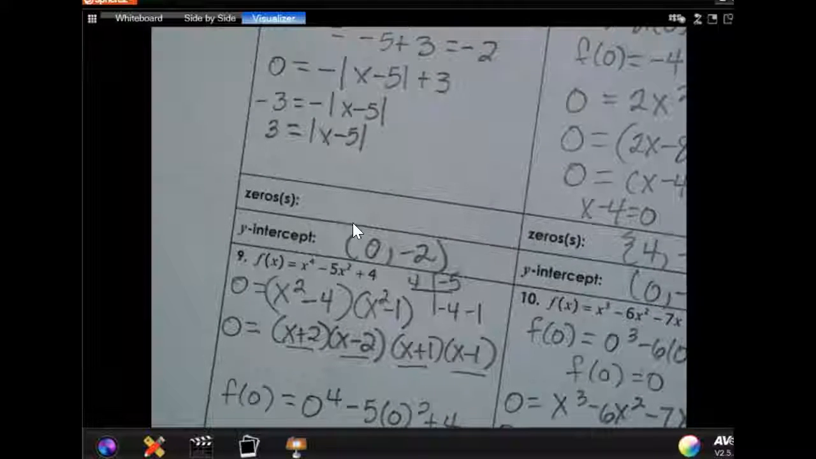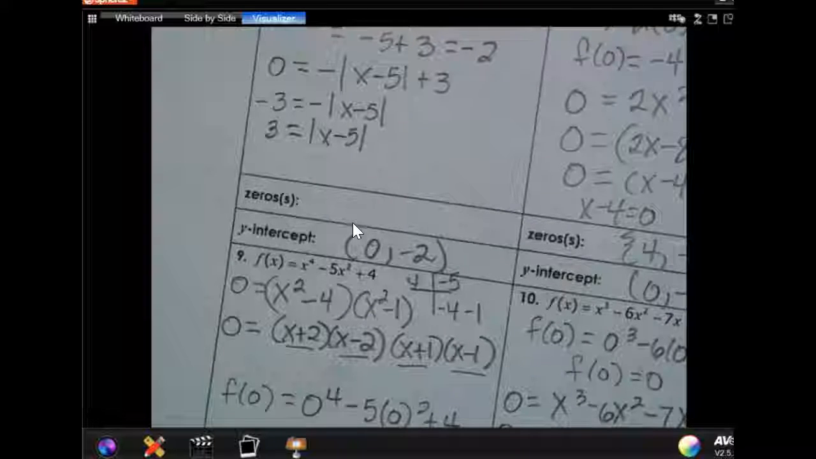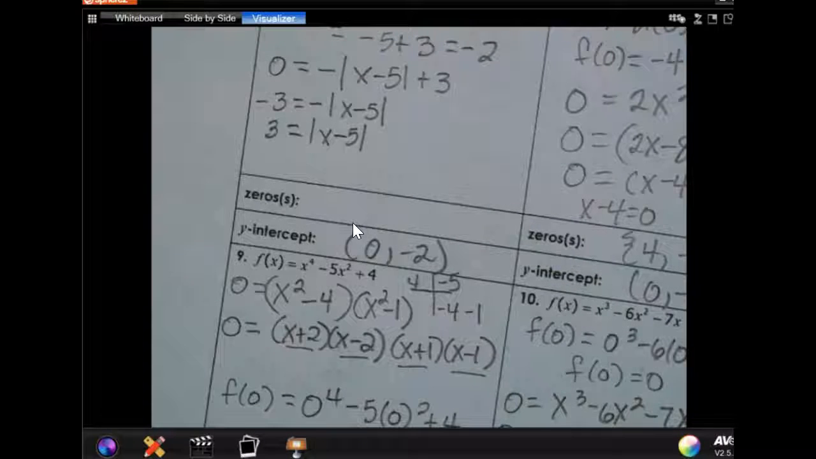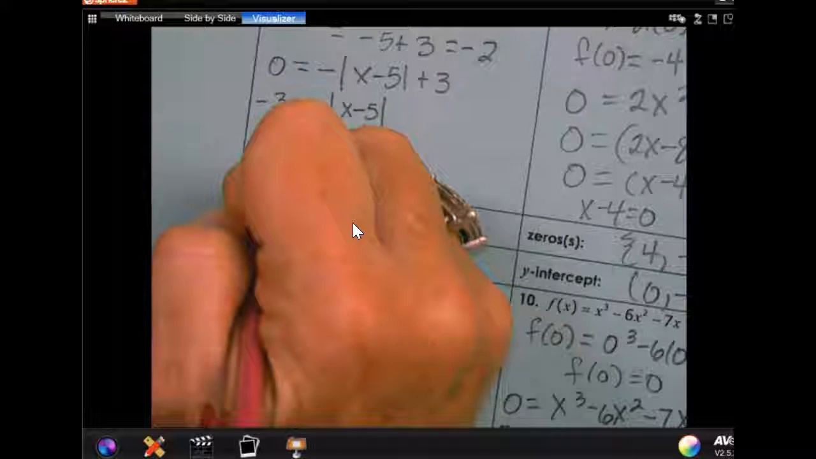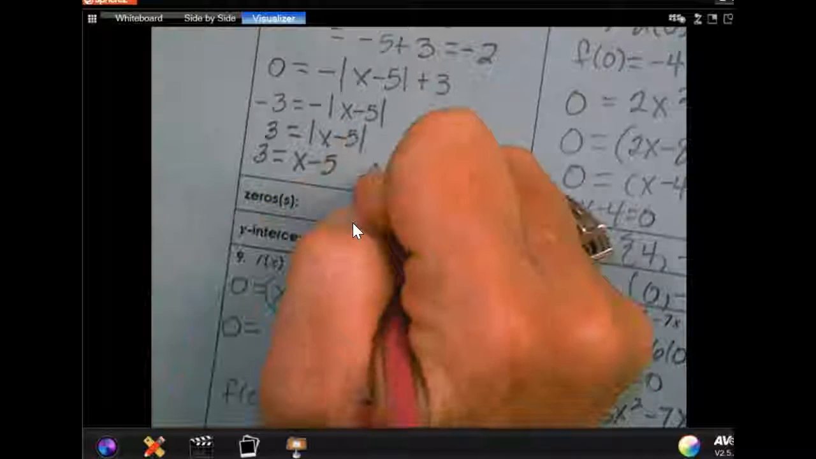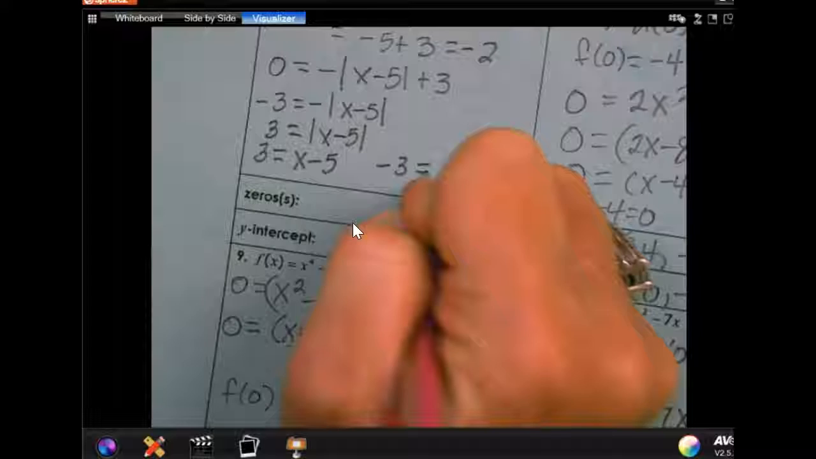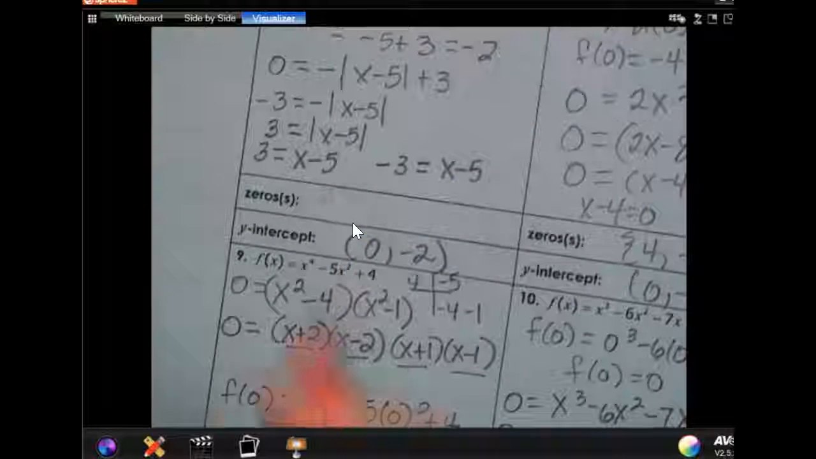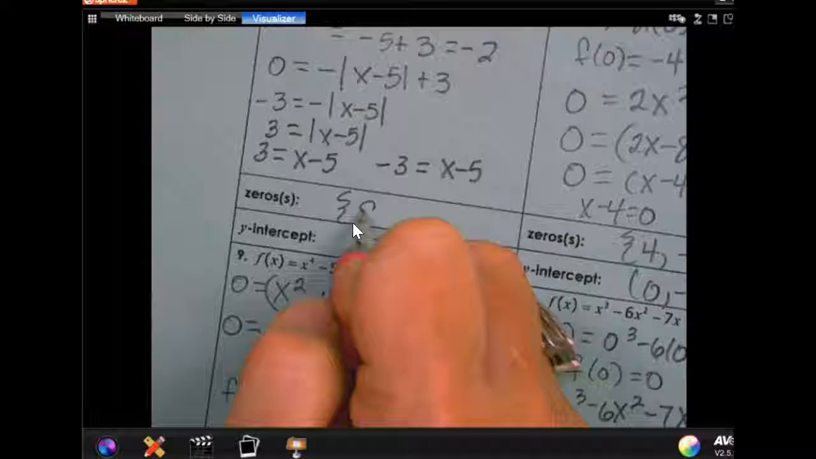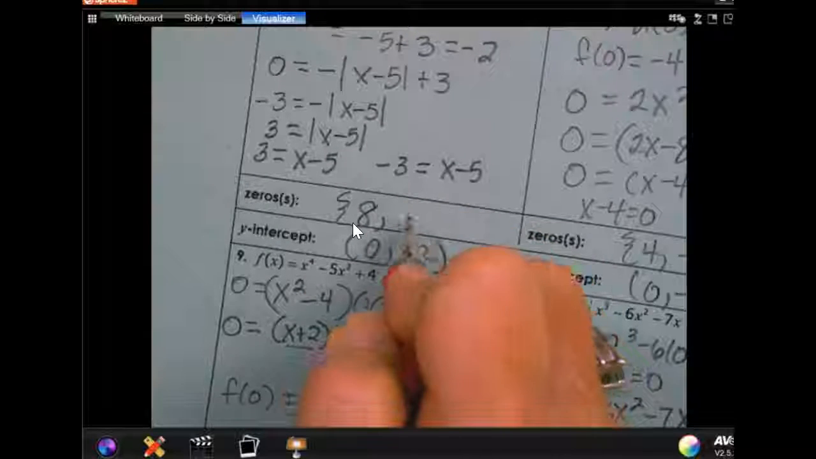now does anybody remember how many answers you get with the absolute value? 2. So I need this one, which is positive, and this one, which is negative. So when I add 5, I get 8. When I add 5, I get 2.